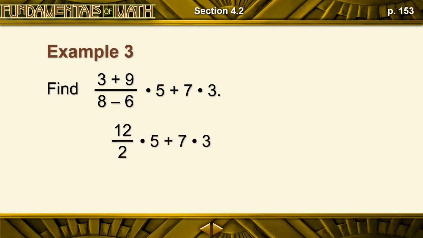So Isaiah, now what do we do next? Yeah, so the 12 over 2 is division, right? So we can go ahead and convert that to 6. So now it's as simplified as it's going to get: 6 times 5 plus 7 times 3. So Zachary, what about order of operations now? What do we do next?